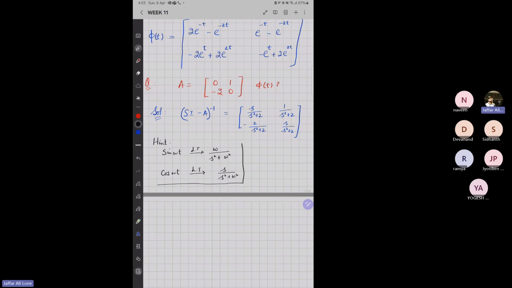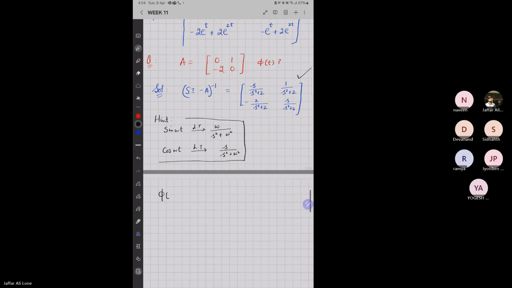You might make use of these two formulas. The Laplace transform of sine omega t is omega divided by s square plus omega square. Similarly, cos omega t is s divided by s square plus omega square. So make use of this and tell me the Laplace inverse of this whole matrix. And after that, we'll be getting phi t. Please solve it. Very simple it is.